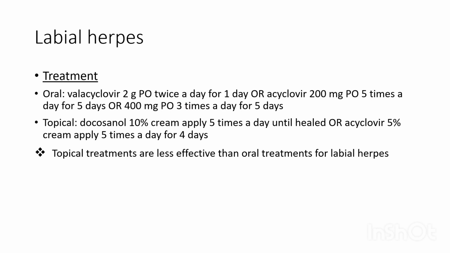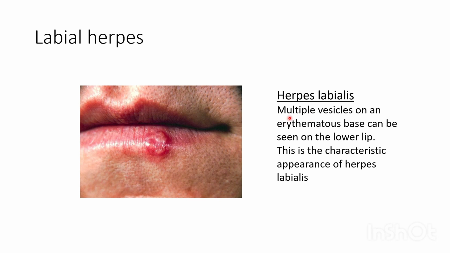Herpes labialis. Multiple vesicles on an erythematous base can be seen on the lower lip. This is the characteristic appearance of herpes labialis.